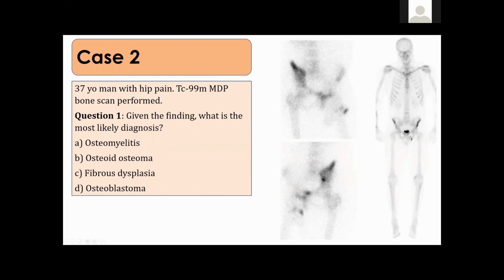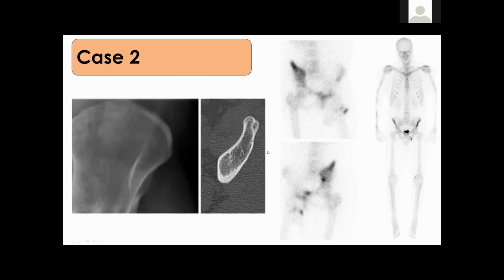Yes, as we see here, there is subtle uptake in the left anterior superior iliac spine in the oblique zoomed images. There is hot uptake noted here in the left anterior superior iliac spine. By reviewing the previous imaging of the patient, there is subtle lucency noted here, which corresponds to a lucent area in CT with central nidus. So all these features are suggestive of osteoid osteoma.